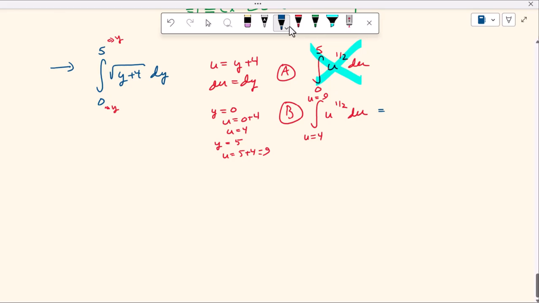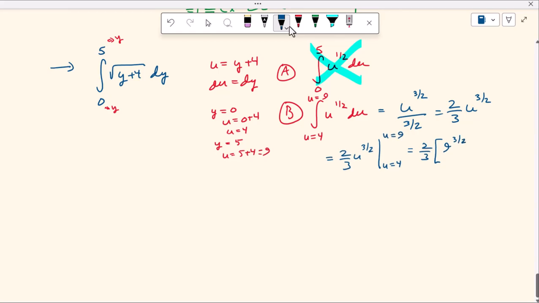So from here, I'd add 1, divide by the sum. 1/2 plus 1 is 3/2, divided by 3/2 is equal to 2/3 u to the 3/2. Okay, now remember that these are in terms of u now. So when I look at 2/3 u to the 3/2, I can actually evaluate this from u equal 4 to u equal 9. I don't have to go back to y's because I've already changed my limits of integration. So let's go ahead and have a look at that. That would be 2/3 out front. I'm going to pull my coefficients out front. This would be 9 to the 3/2 minus 4 to the 3/2.